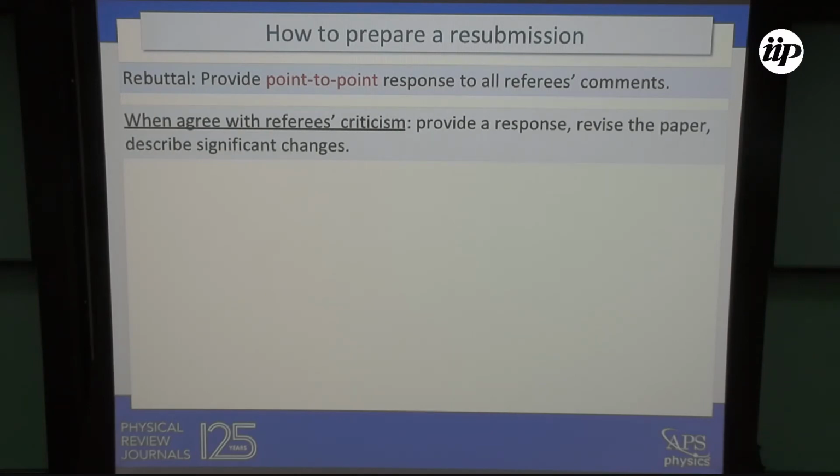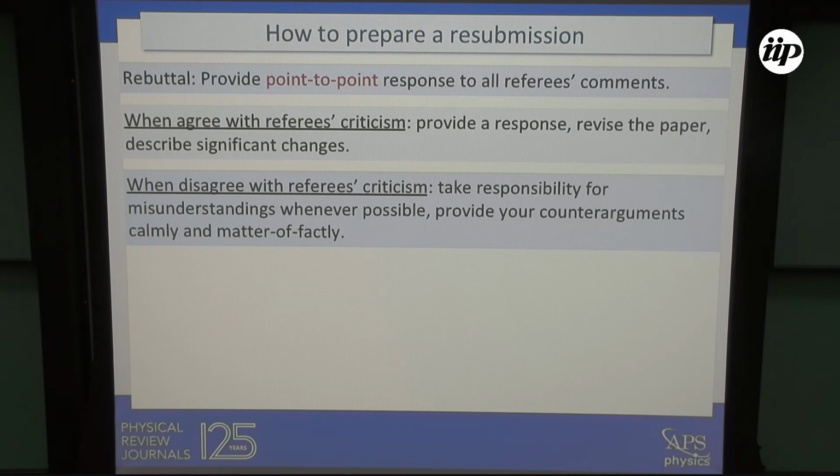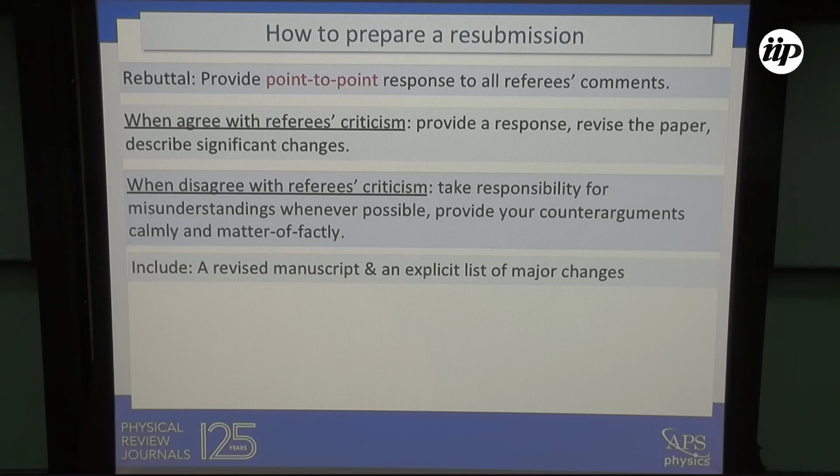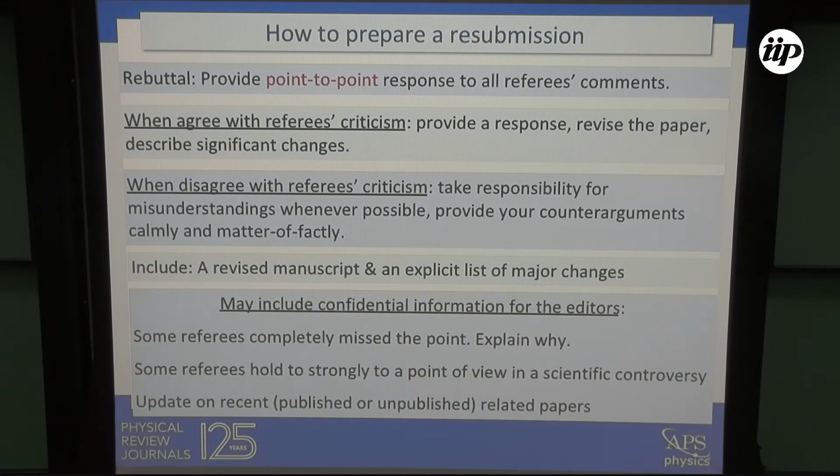So, these are just a point-by-point response to the referees. When you agree with the referee's criticism, provide a response, revise the paper, and describe the significant changes. When you disagree with the referee's criticism, take responsibility for misunderstandings. Whenever possible, provide your counter-arguments calmly and matter-of-factly. Include a revised manuscript and an explicit list of major changes. And you may include confidential information for the editors.